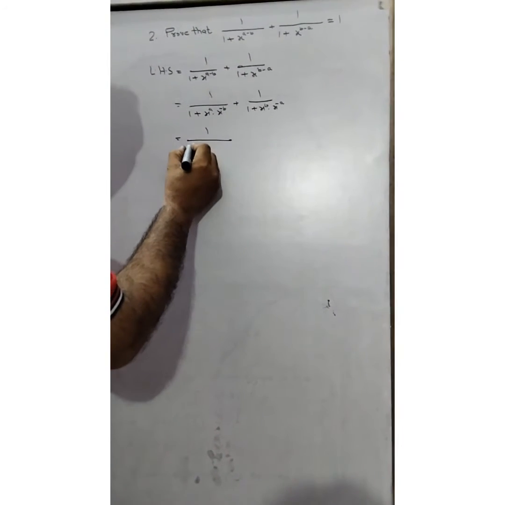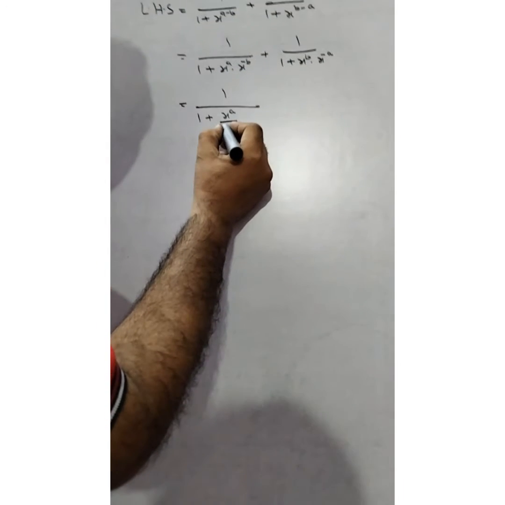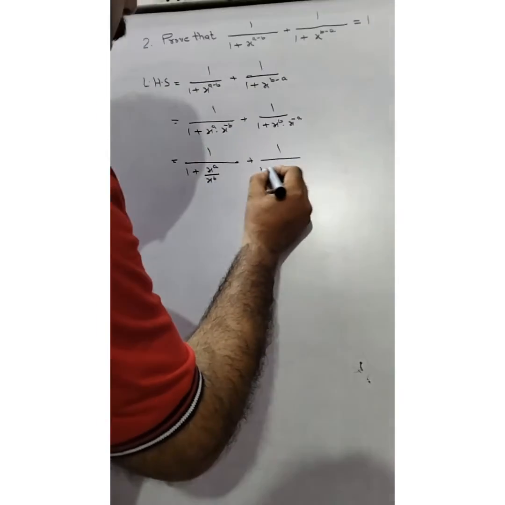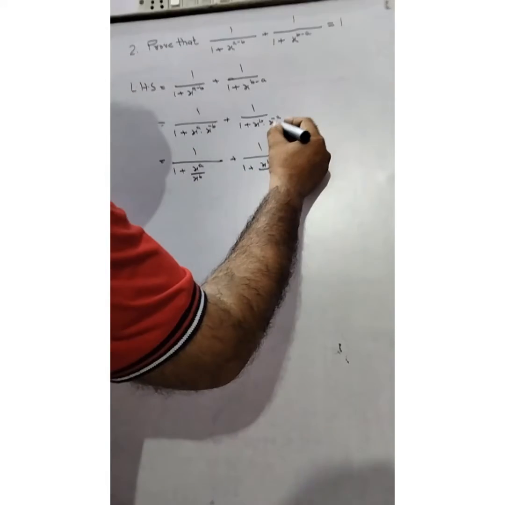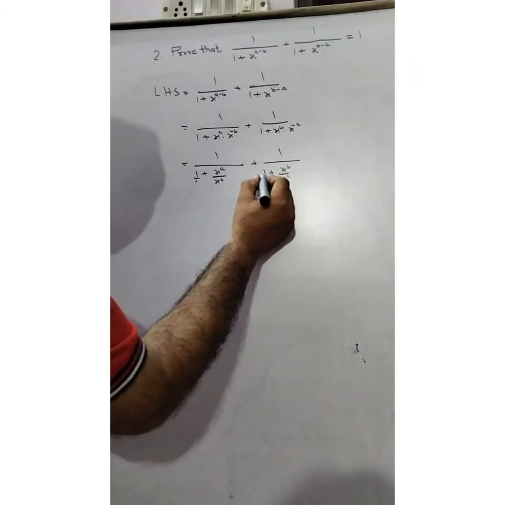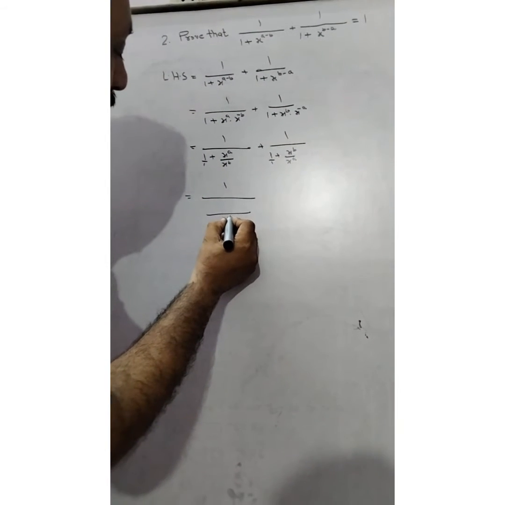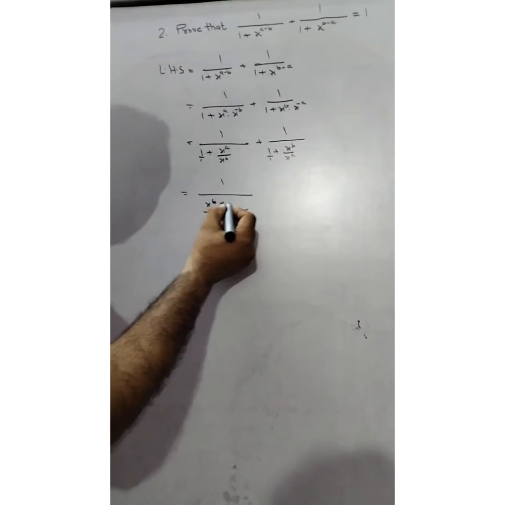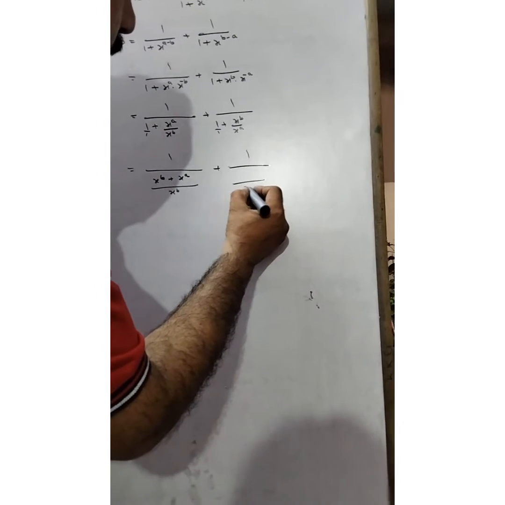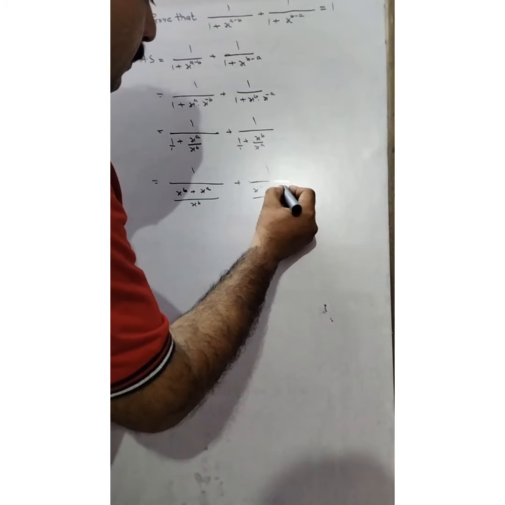Now 1 plus x^a, x^(-b), we can write as x upon plus b. Similarly, 1 plus x^b and x^(-a), we can write x raised to power plus a. Now taking the LCM, 1 over x^b, x^b plus x^a, plus 1 upon x^a is LCM, and x^a plus x^b.